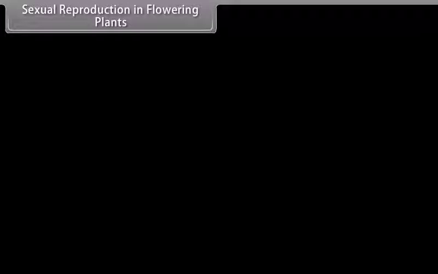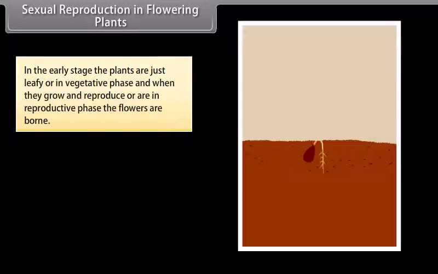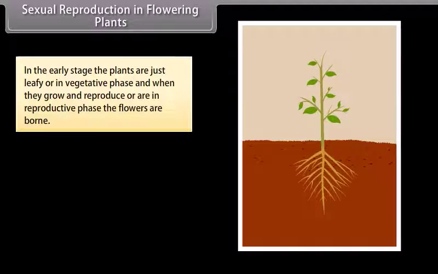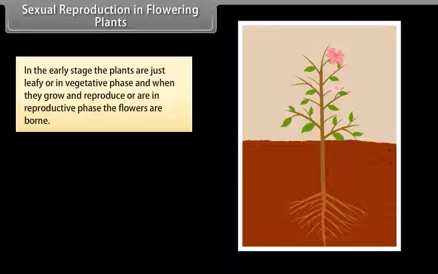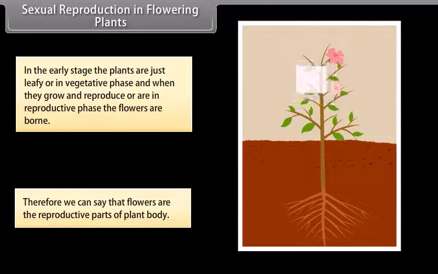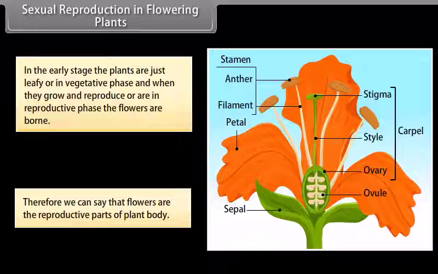Sexual reproduction in flowering plants. In the early stage, the plants are just leafy or in vegetative phase, and when they grow and reproduce, or are in reproductive phase, the flowers are born. Therefore, we can say that flowers are the reproductive parts of plant body.